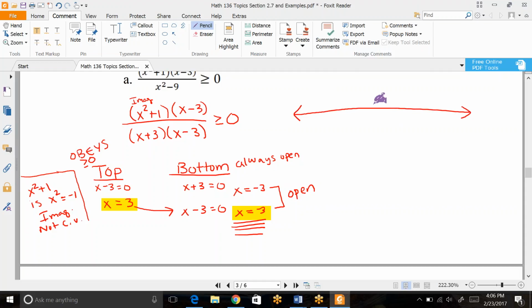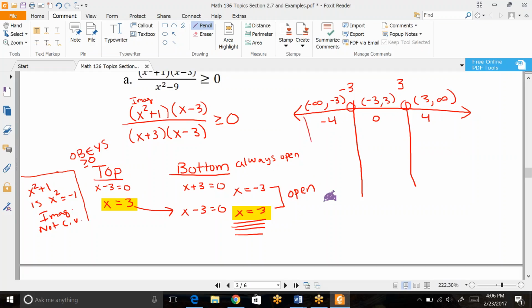So this would be negative 3 and 3. Our intervals are all going to be open, even though we had an equal to. The top only possibility had to be open because it also showed up in the bottom. So then my test values will be negative 4, 0, and 4.